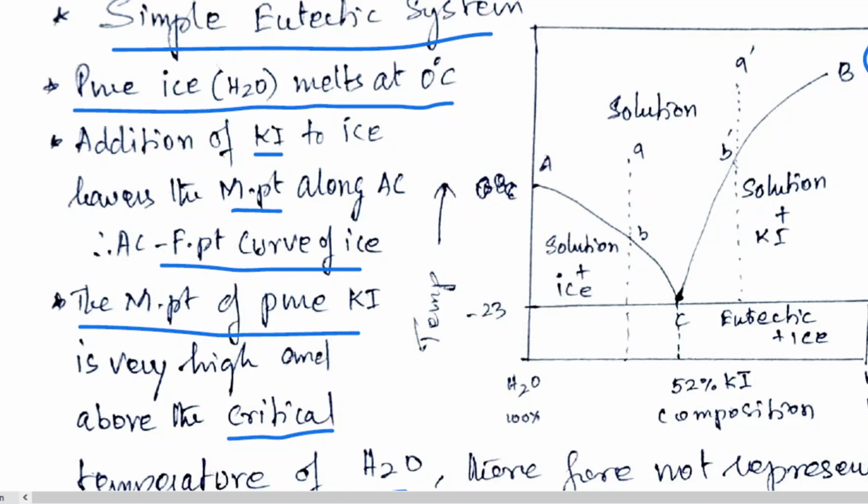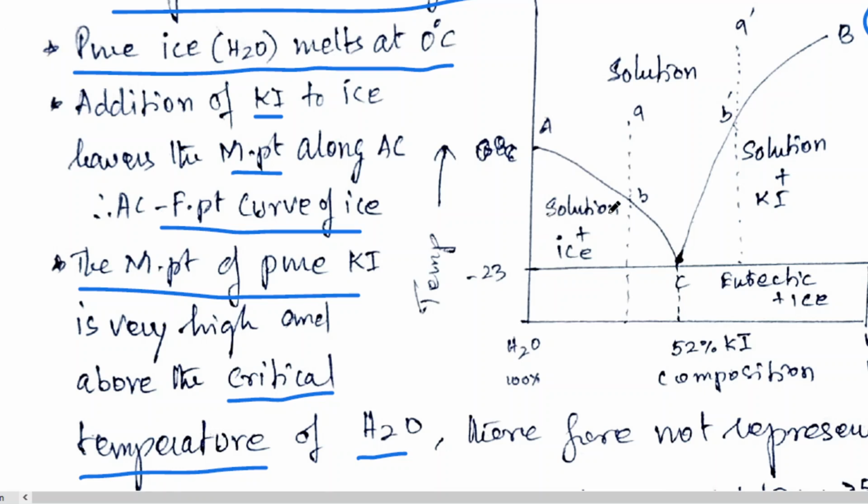We do not represent it here because it is very high and not relevant to use here. And therefore, we take a point B where it is not pure KI, at the temperature that water can withstand. And we start from there.